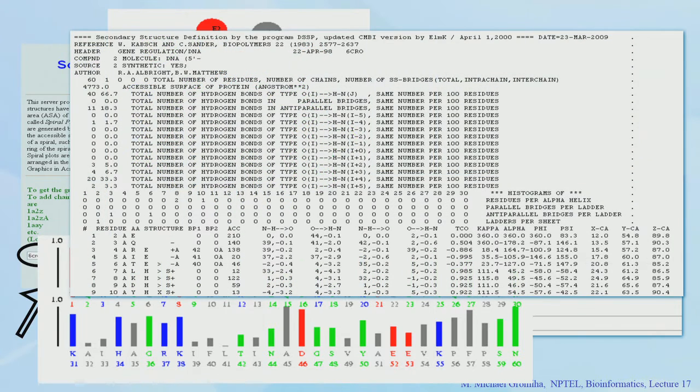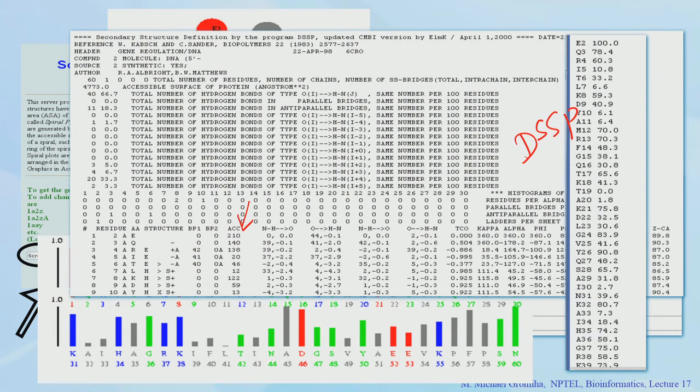In addition, we use the actual values. If you see this one, this is accessible surface area, the output from the DSSP. We give the link so that users can see the exact values for each residue in their particular protein of interest. Here this is the value for each residue. This is only the ASA values.